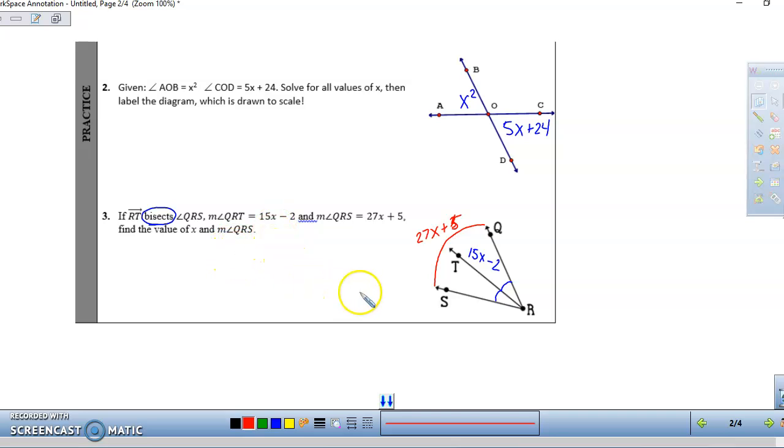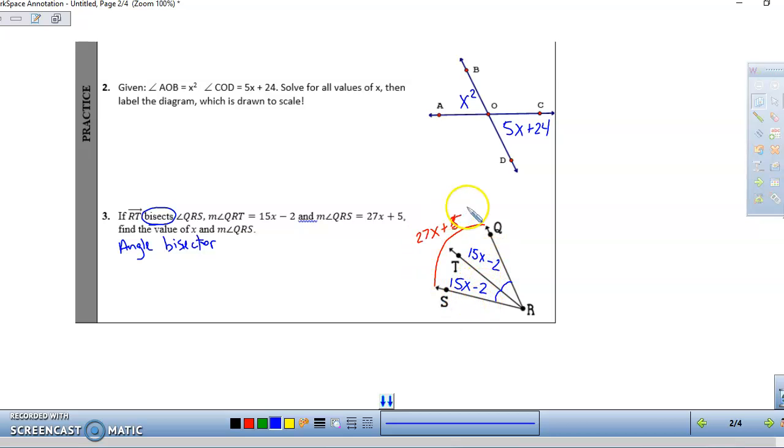Okay, find the value of x and the measure of QRS. So I'm actually going to go through the setup for you on this one. So what's the angle relationship? You have an angle bisector. So therefore we know these two angles are the same. So what I'm going to do is additionally label this angle the same as that original smaller angle. They're both 15x minus 2.